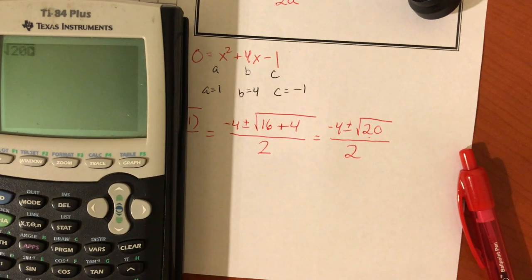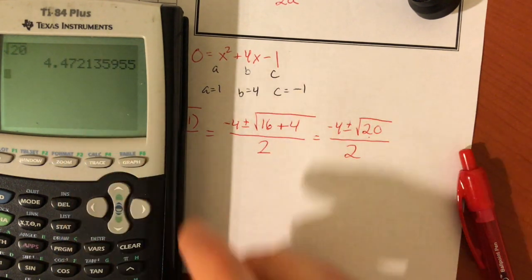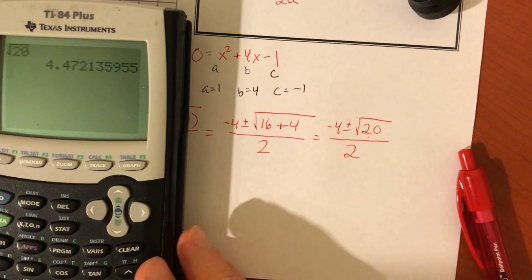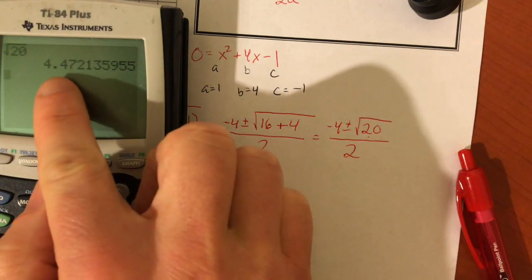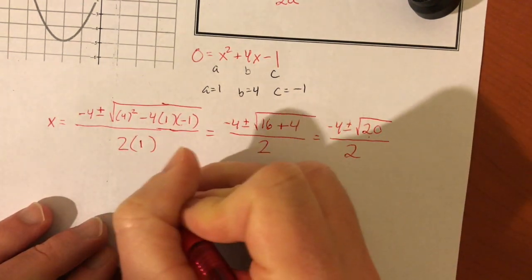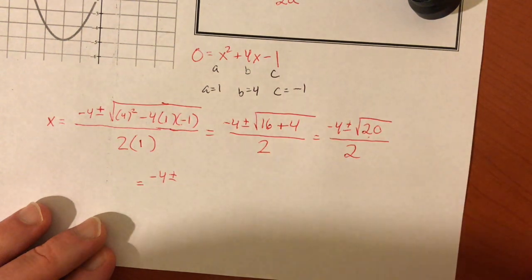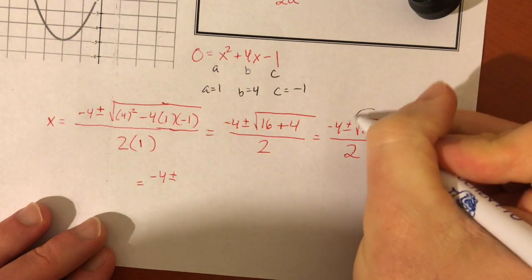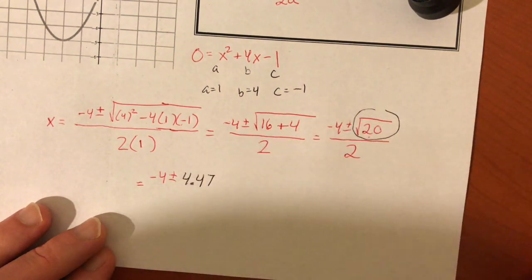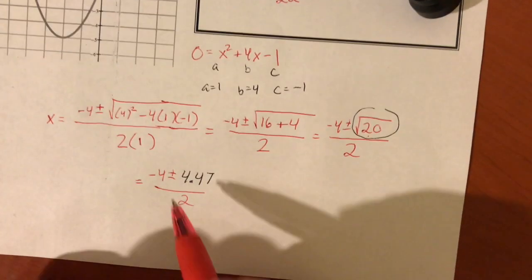So I'll just go get it with my calculator. And this is why you're going to get decimal answers. It's an irrational number. It's not a nice outcome to that. It's not a perfect square. So we get about 4.47. I'll use 2 decimal places. So right here we have, this is so far -4 plus or minus, and the square root of 20 became about 4.47. So I'm going to take that out and replace it with that decimal, and it's all divided by 2. Okay, just be careful here.